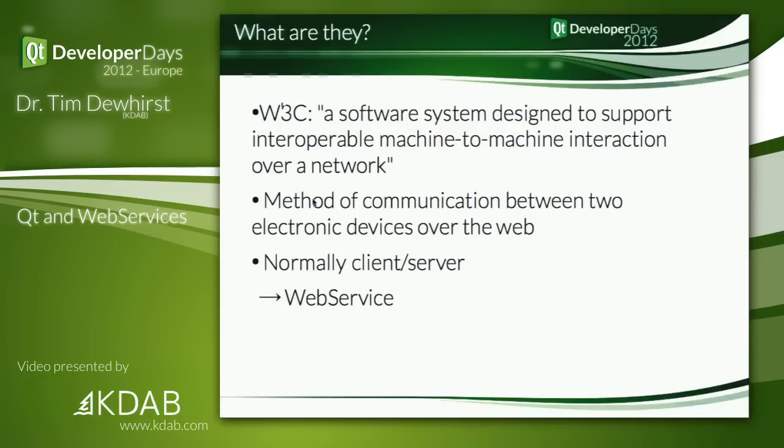Okay, so the W3C, the World Wide Web Consortium, they say a web service is a software system designed to support interoperable machine-to-machine interaction over a network. So far, so boring, right? It doesn't really mean anything. It's just a method of communication between two electronic devices over the web. That's the important part, right? So it's going to be over the web. Normally, it's client-server. Actually, doesn't always have to be the case, but normally it's client-server, and for discussion, we'll call that a web service, okay?